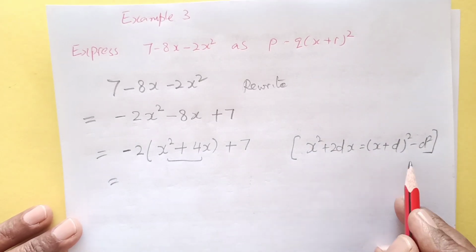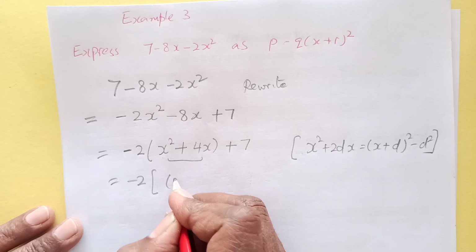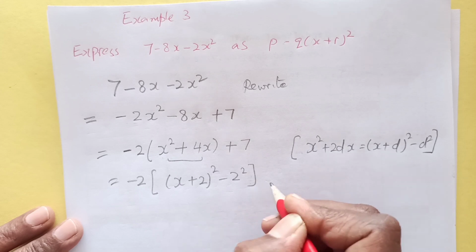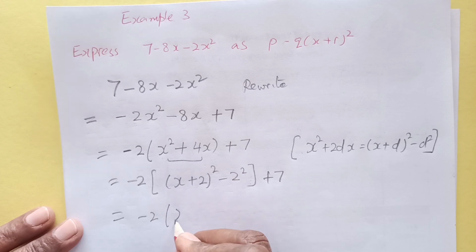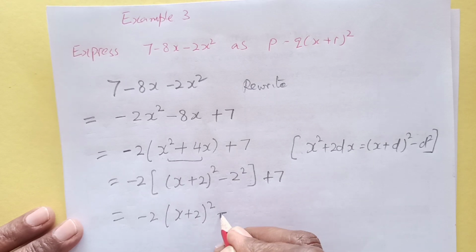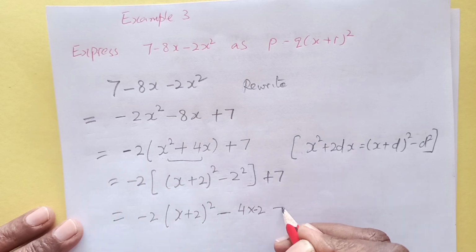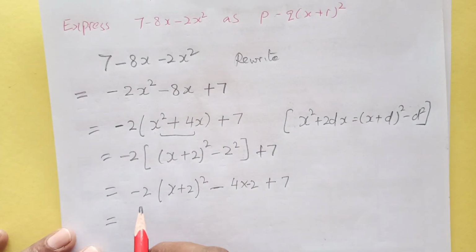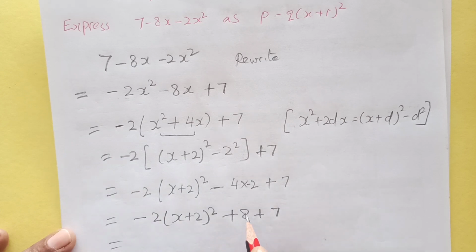When you rewrite this again and again, you will remember that. So negative 2, then x plus d, half of this is 2, plus 2 squared minus 2 squared plus 7. So minus 2, then we will have x plus 2 squared minus 2 times 2, 4, and this 2 also is going in, negative 2 plus 7. So then we will have minus 2 (x plus 2) squared plus 8 plus 7. So 8 plus 7 is 15.